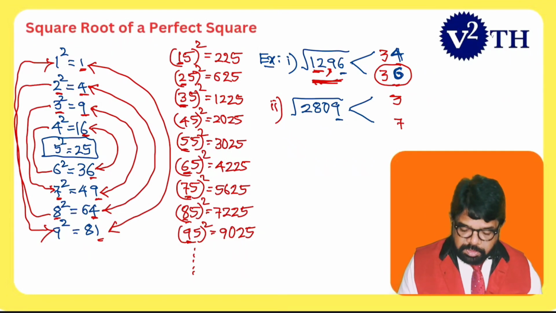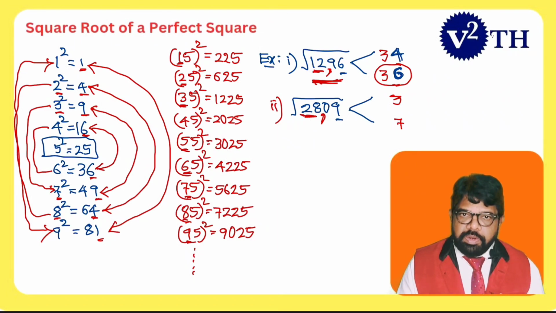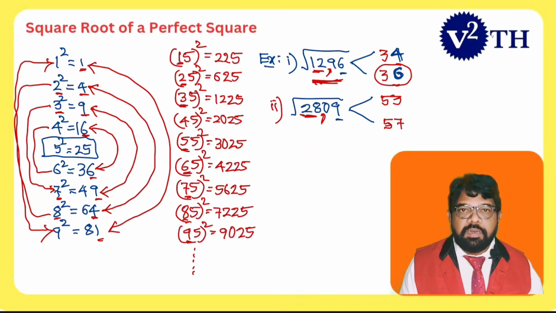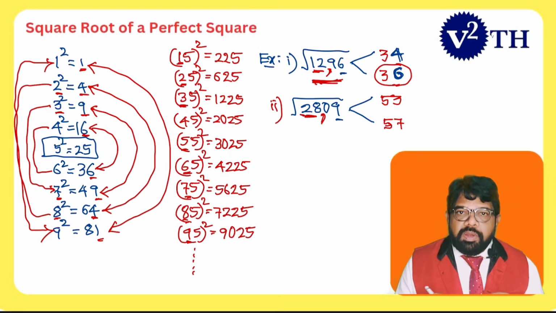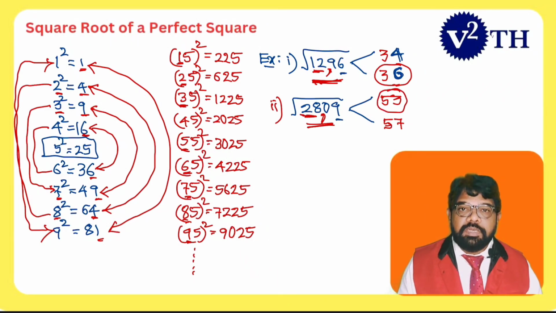How can you get the first digit? Very simple. After 2 digits put a comma and calculate the square root of 28. It lies between 5 and 6: 5 square is 25, 6 square is 36. We take the smaller one, 5. So it may be 53 or 57. To identify, take the middle value: 55 square is 3025. Our number is less than 3025, so less than 55. That means 53 is our answer.